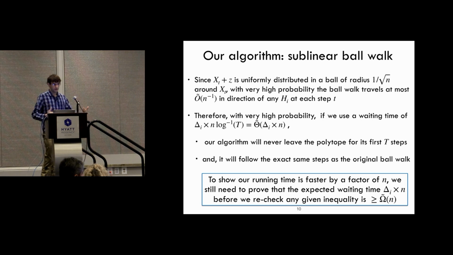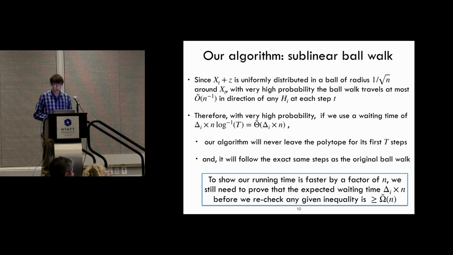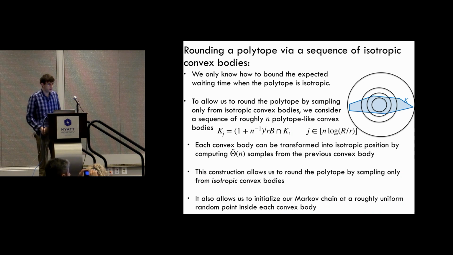Okay, so far we've shown that our algorithm succeeds in implementing the ball walk, but we still need to show that it implements it faster. So we want to show that it implements it faster by a factor of n. To do that, we want to bound the expected waiting time, this delta I times n, and show that this quantity is, on average, greater than or equal to roughly n. We will only bound the expected waiting time when the polytope is in isotropic position.